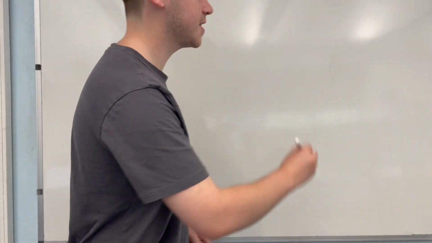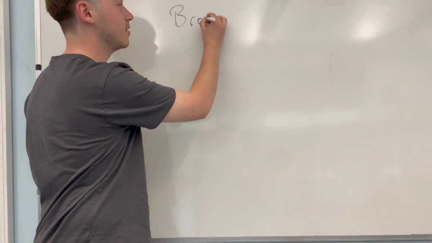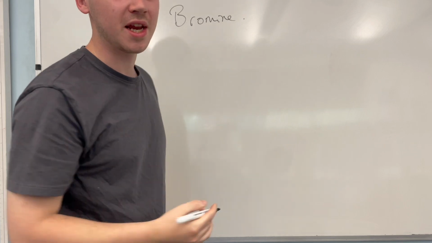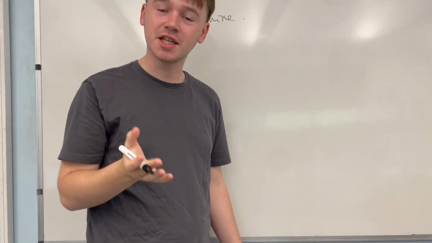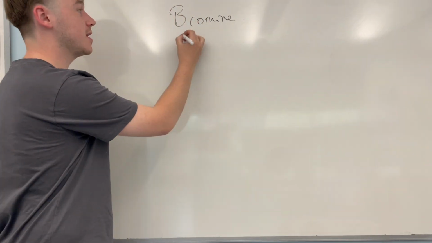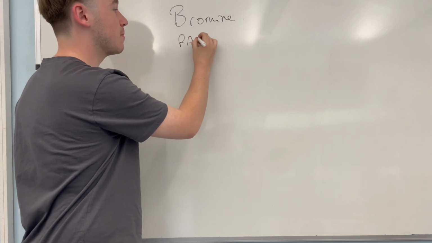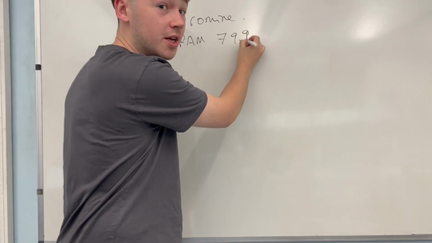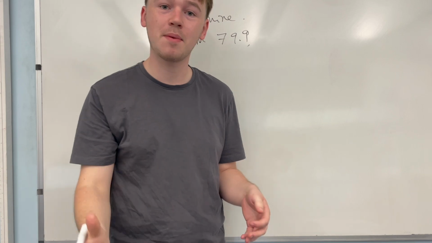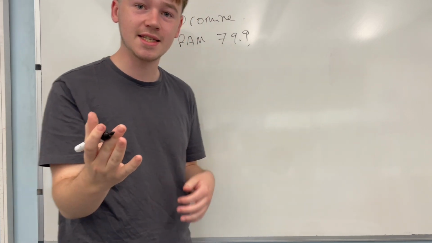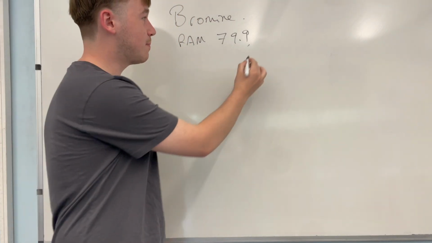Hello. So if I asked you for bromine, what is the relative atomic mass? If you look at your periodic table, it might say that the relative atomic mass is 79.9. If it's a bit simpler periodic table, maybe it's GCSE, it might say 80. Now there's something really weird about that.